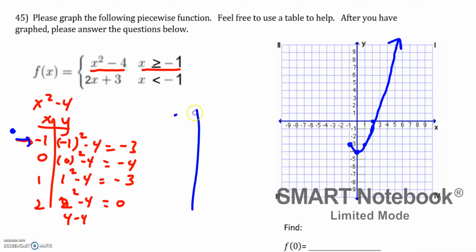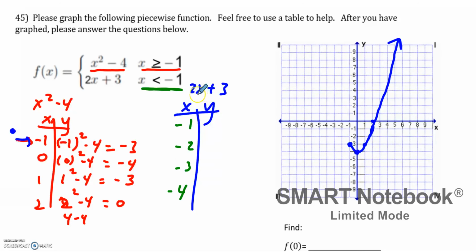My second table, x, y, has to do with the function 2x plus 3, which is going to be a line or linear because it's x to the first. It only exists when x is less than -1. Now we still put -1 in our table because we want a hole on the graph. But if we're below -1, we have -1, -2, -3, and -4 to start.